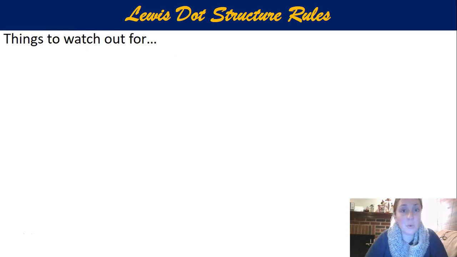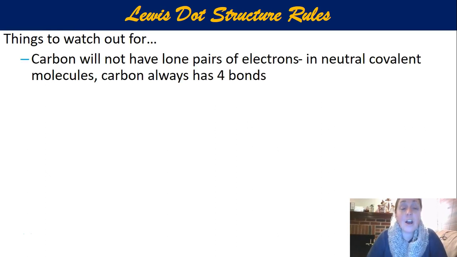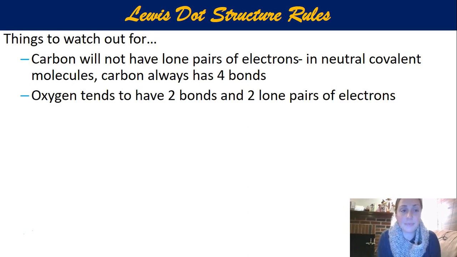Okay, a couple things to watch out for. Carbon doesn't like having lone pairs of electrons. It's not going to happen in a neutral covalent molecule. Carbon's always going to have 4 bonds, no lone pairs. It's different if you have something like cyanide, which is a polyatomic ion, then it does have a lone pair, but if there is no charge on your molecule, then carbon does not ever carry lone pairs. So watch out for that.